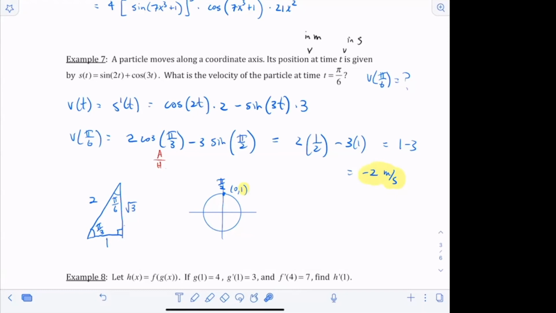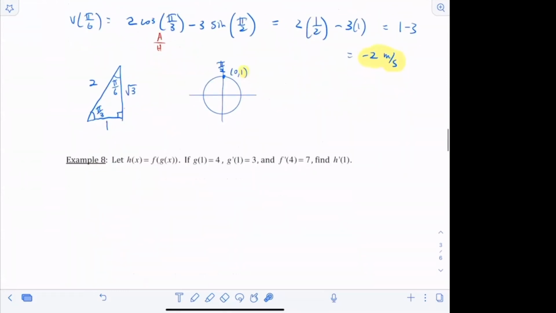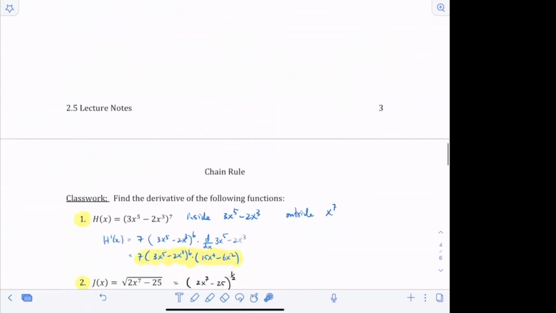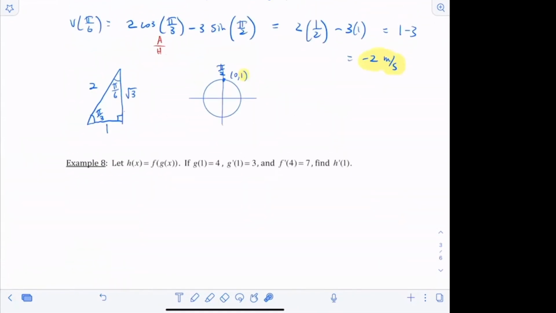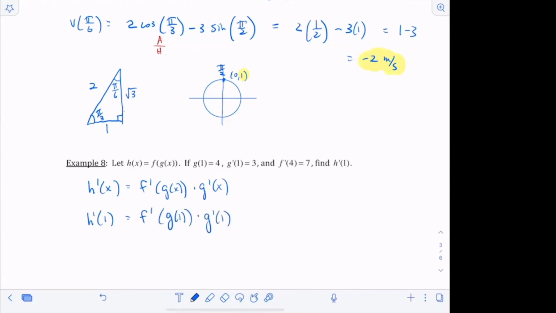All right. Let's finish this off by looking at example 8. For example 8, we have to use the chain rule. Before I even look at the numbers, I already know that h prime of x is going to be equal to f prime of g of x times g prime of x. It's just the chain rule. This question, though, is asking me for h prime of 1. So that means I have to put in an f prime, I have to put in a g of 1 here, times g prime of 1 like this.